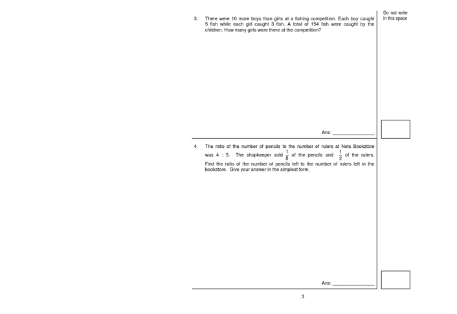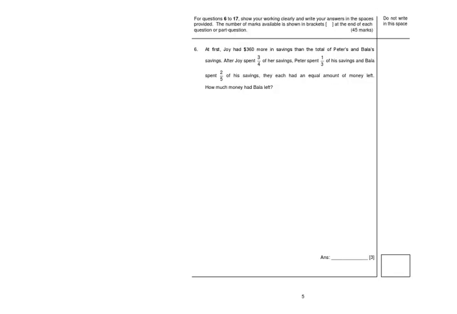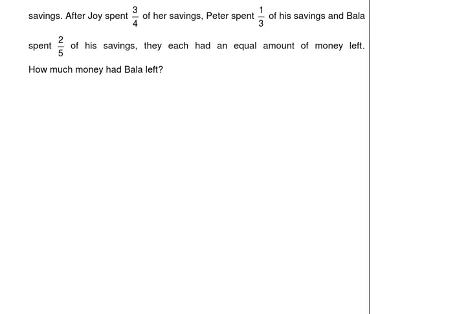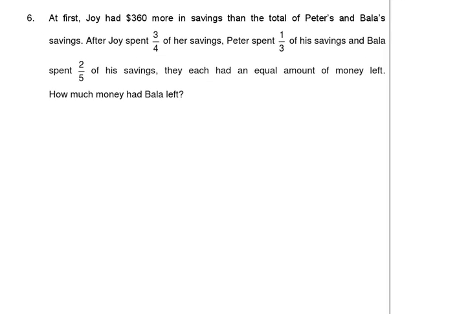Question 6. Okay, let's go through question 6 together. At first Joy had $360 more in savings than the total of Peter and Bala's savings. After Joy spent 3/4 of her savings, Peter spent 1/3 of his savings, and Bala spent 2/5 of his savings, they each had an equal amount of money left. How much had Bala left?